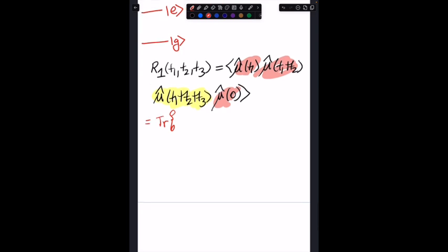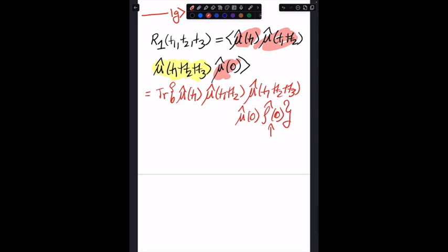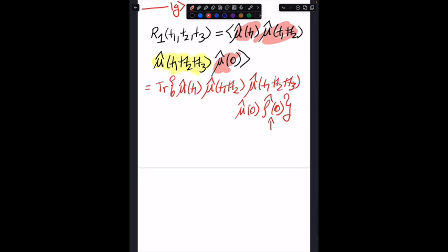So I will be backtracking one step, and yes, I will be taking the trace of these four dipole operators with the equilibrium density operator. So you have mu hat(t1), mu hat(t1 plus t2), mu hat(t1 plus t2 plus t3), mu hat(0), and rho 0, which, to remind you, is the equilibrium density operator.